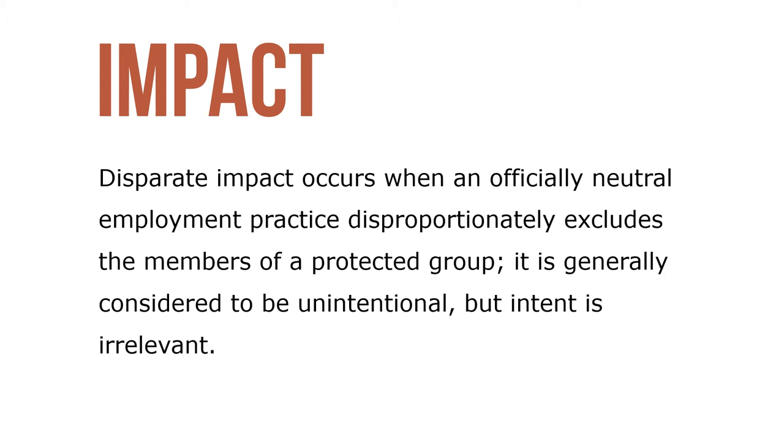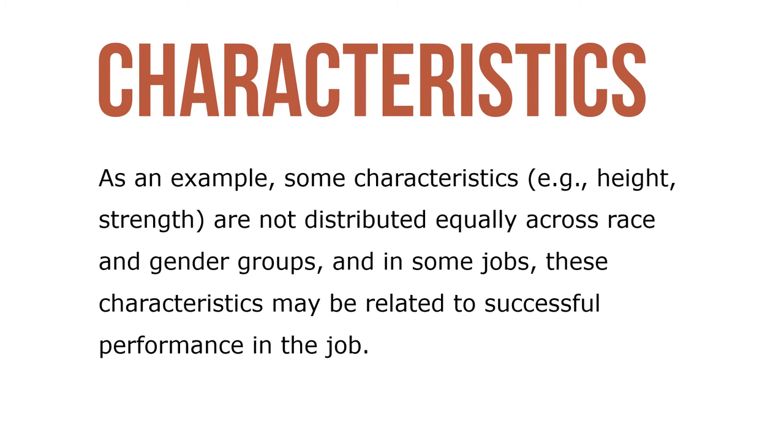Disparate impact occurs when an officially neutral employment practice disproportionately excludes the members of a protected group. It is generally considered to be unintentional, but intent is irrelevant. As an example, some characteristics, like height and strength, are not distributed equally across race and gender groups, and in some jobs, these characteristics may be related to successful performance of the job.